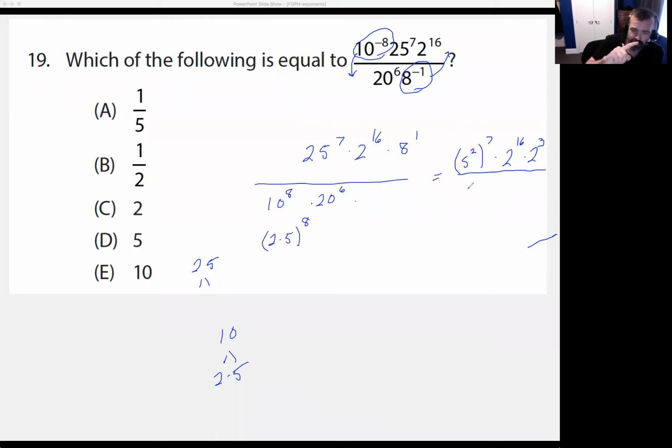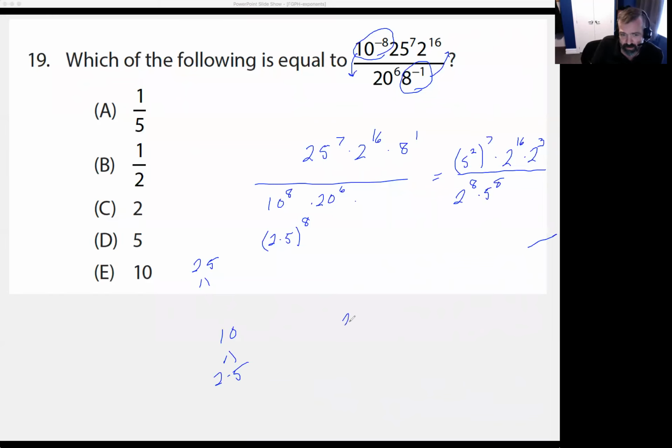All right, yeah. I can rewrite this as 2 to the 8th and 5 to the 8th. I can expand that out, because what have I got? I got 8 2s. I got 8 5s, and you can rearrange those any way you want. So I can rewrite that as 2 to the 8th times 5 to the 8th.